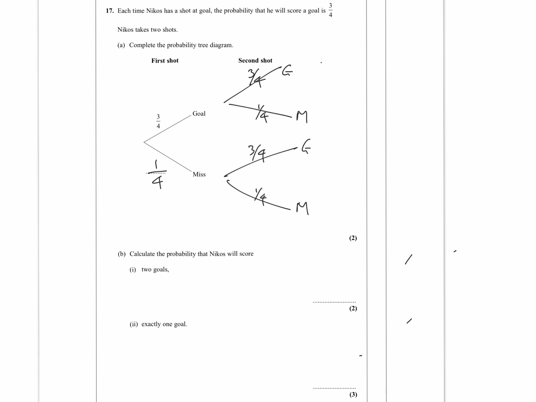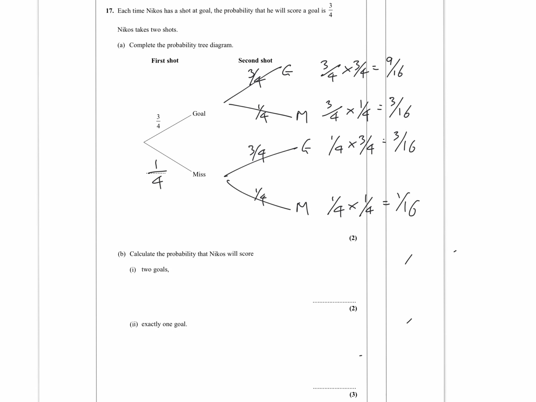I'm not sure what I'm going to need yet, but going along the probability tree, 3/4 times 3/4, that's 9/16. 3/4 times 1/4, that's 3/16. A quarter times 3/4. So if you've got time, you can work all of these out, and you're probably going to need most of them. If you're tight for time on the paper, then have a look at the question and see what you need to work out.